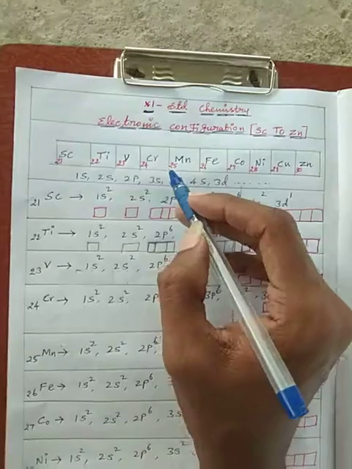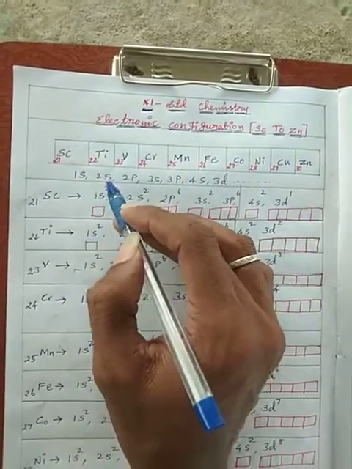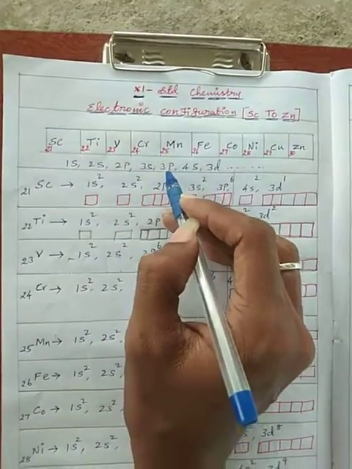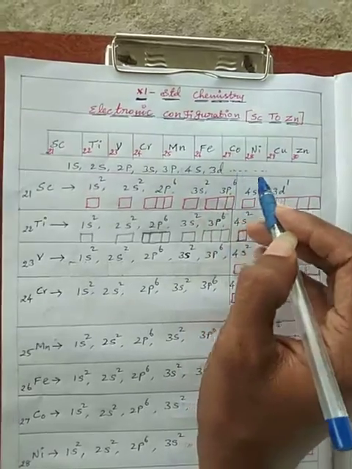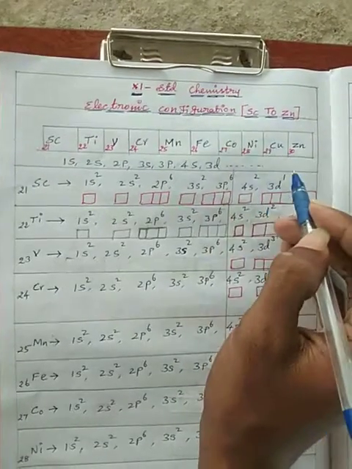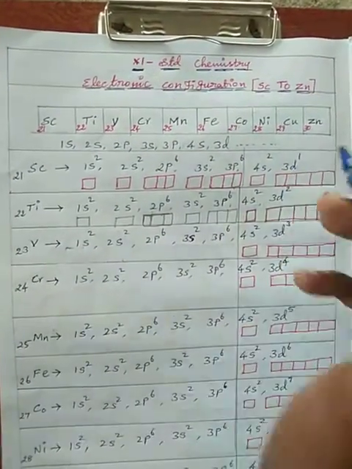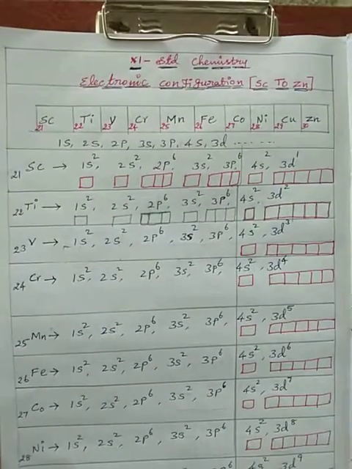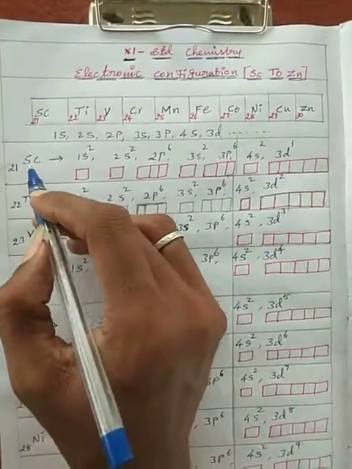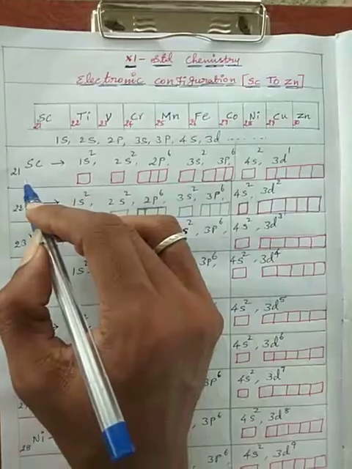You already know the Aufbau principle: 1s 2s 2p 3s 3p 4s 3d. Filling in increasing order of energy is called the Aufbau principle. You are already well prepared. Next, the atomic number of scandium is 21.